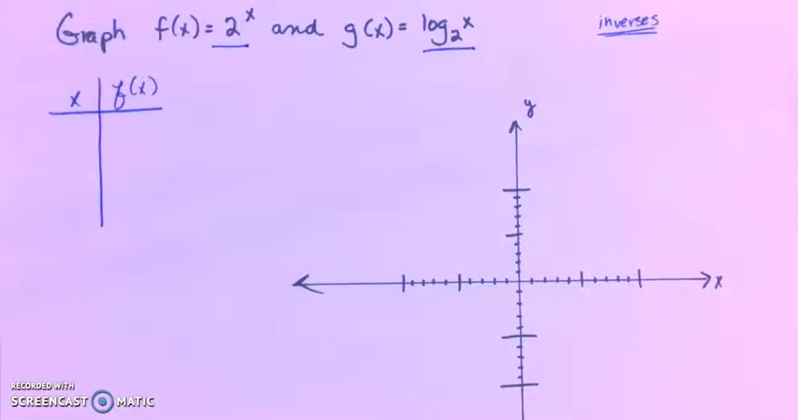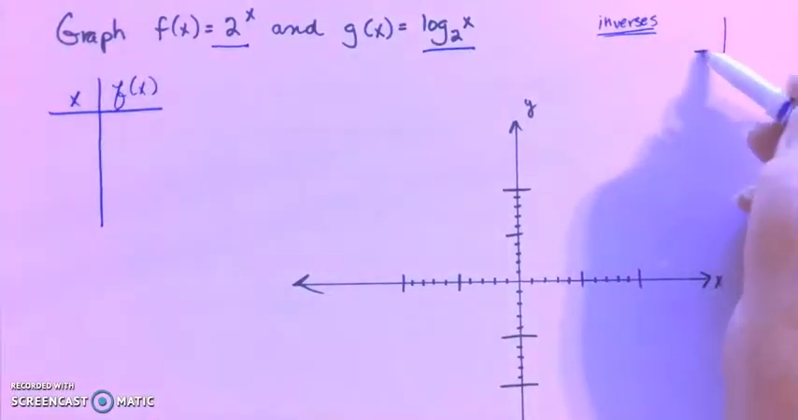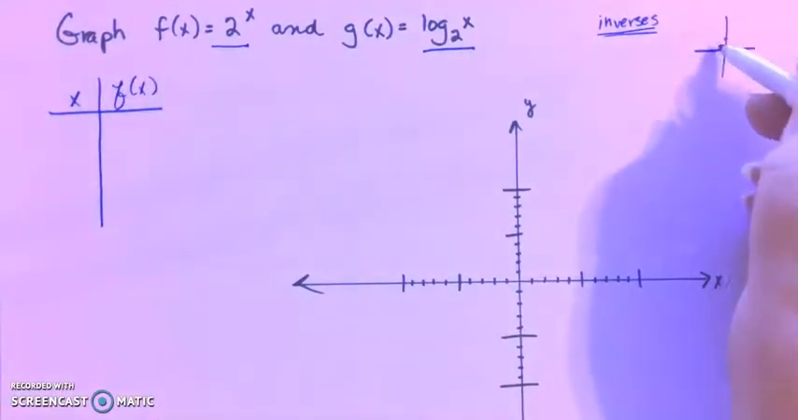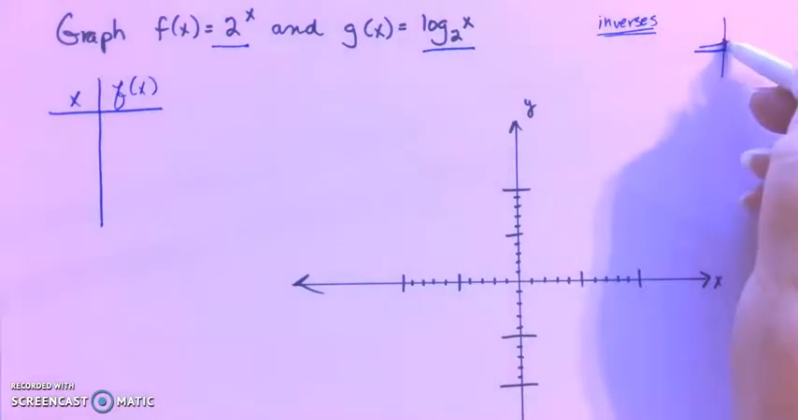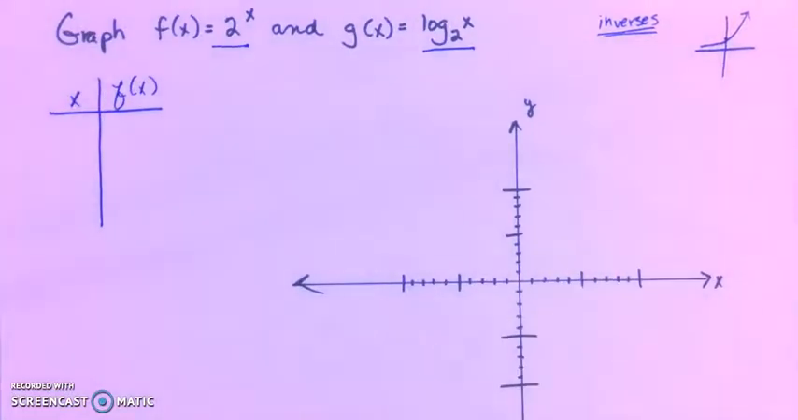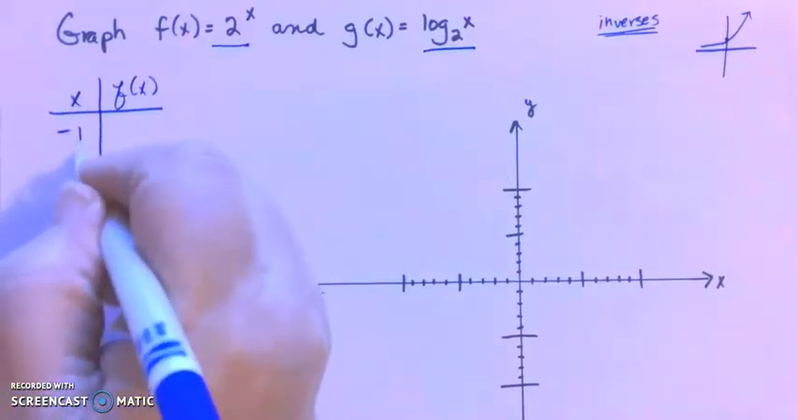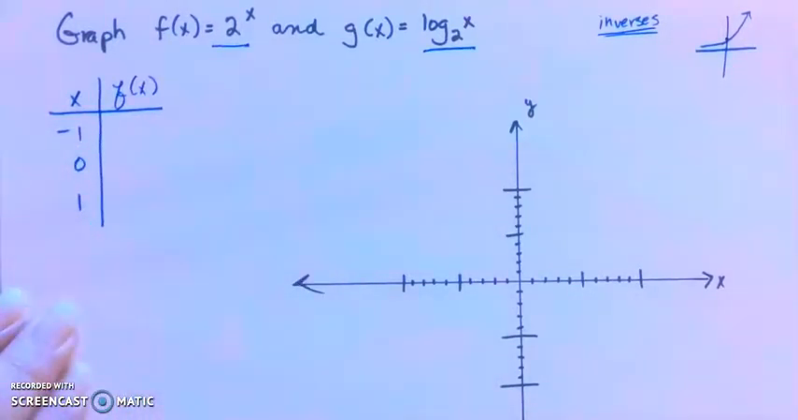So I'm going to start with the exponential, and if you think about what the exponential function looks like, we know that it goes through the point (0, 1), and it comes something like that. So we know that is its general shape. So we're going to plot points for f of x equals 2 to the x, and I'm going to use negative 1, 0, and 1.